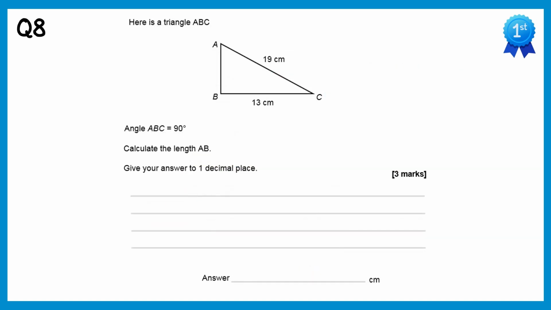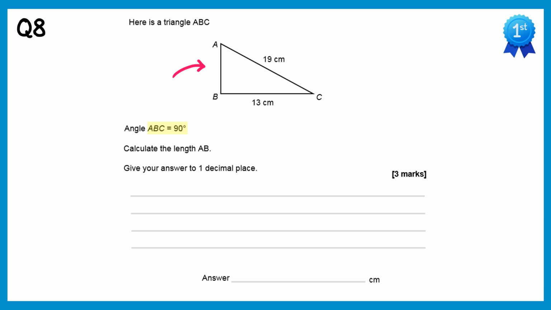In this question, we're told that ABC is 90 degrees. This means we have a right angled triangle, which means it could be about Pythagoras or trigonometry. We're asked to find the length AB, which is this one here. Since this question is only about lengths, it's a Pythagoras question.